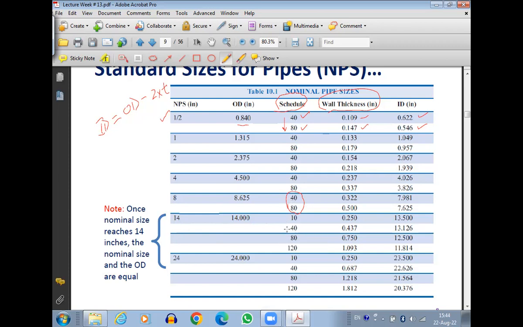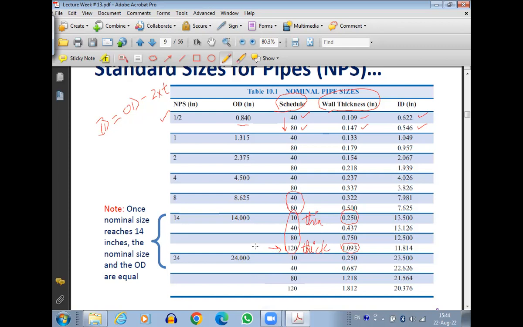They are not 40 and 80, but rather 10 and 40. In fact, not 2, we have 4 schedules: 10, 40, 80, 120. So these are the 4 schedules. Again, 10 schedule will be the thinnest pipe, and 120 schedule will be the thickest pipe. And you can see the thickness here is 0.25 inches, and the thickness here is 1.093 inch.